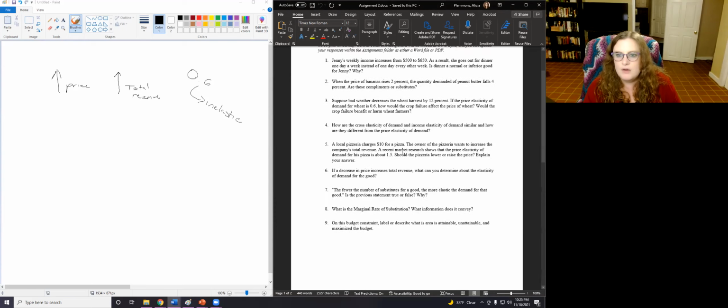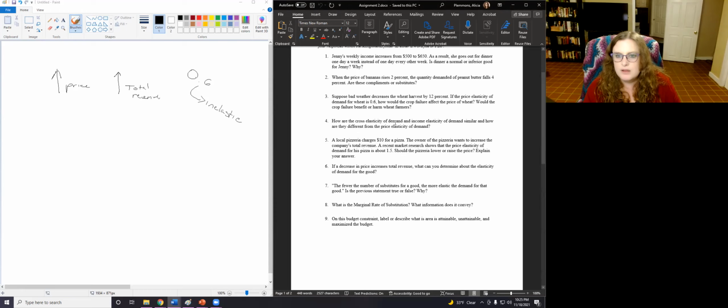Okay, how are cross elasticity of demand and income elasticity of demand similar? One looks at the changes in the quantity demand relative to a price change in another good, while income elasticity is looking at the change in quantity demand relative to an income change. Both are looking at the consumer purchasing power, the quantity demand for a good or service, but with respect to what is the difference? One is income, one is the price of a different good.